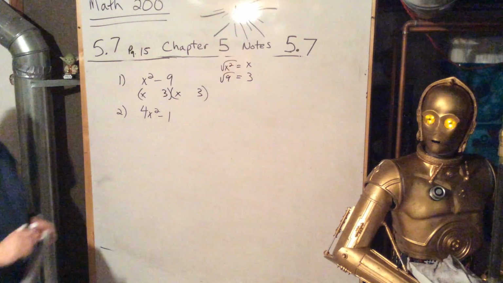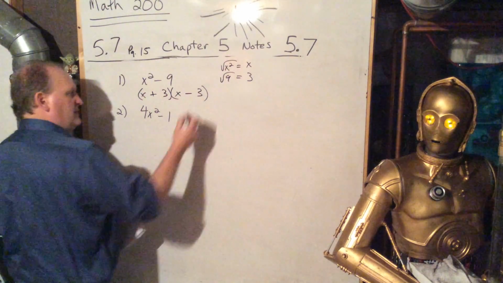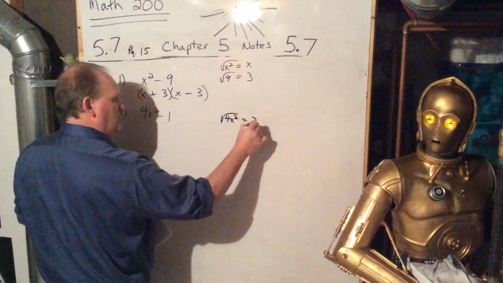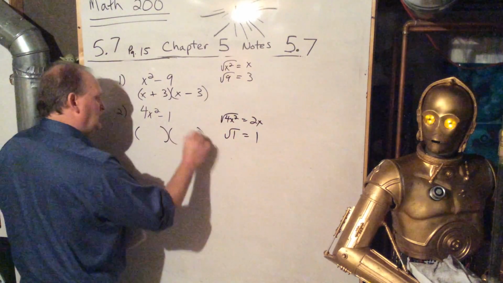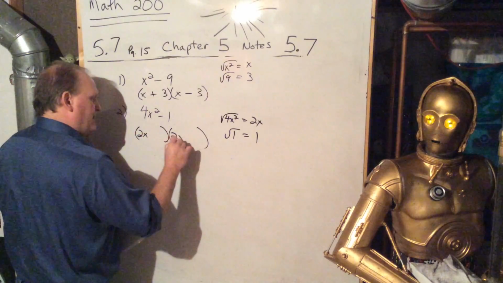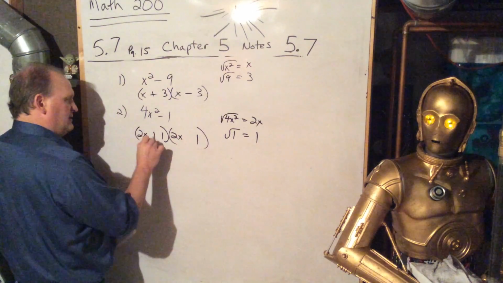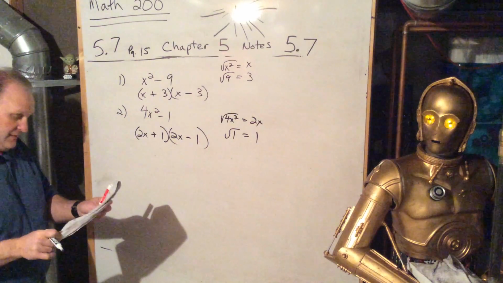Since there is no middle term, these have to be conjugates. So that's going to be a plus, and that's going to be a minus. Square root of 4x squared is 2x. Square root of 1 is 1. So you have to look for these things: a perfect square minus a perfect square. 1 is kind of a tricky one because you don't really look at 1 as a perfect square. But it is. All right?